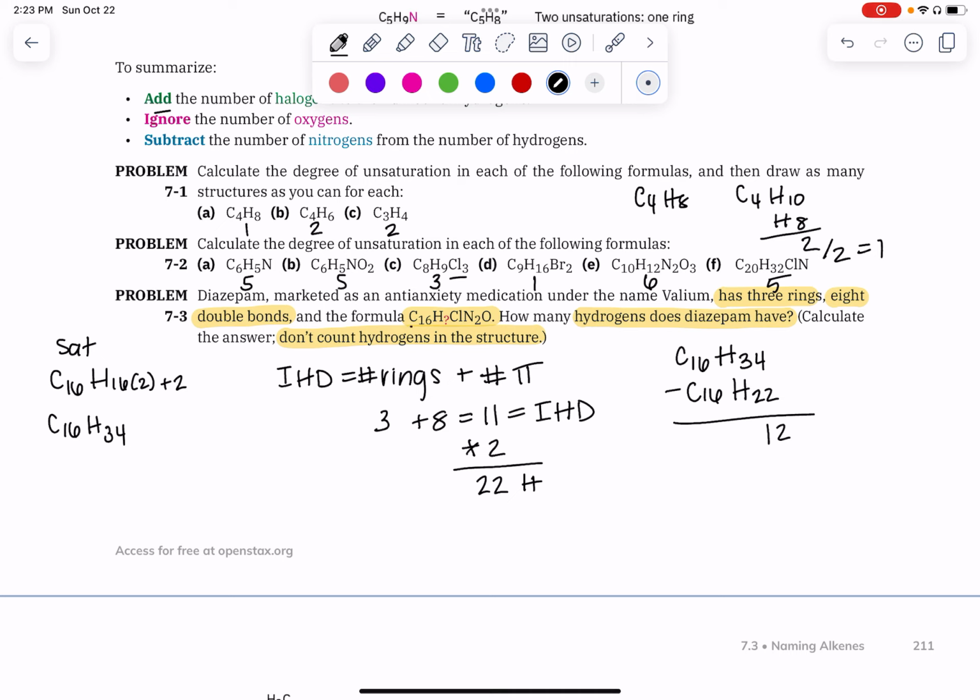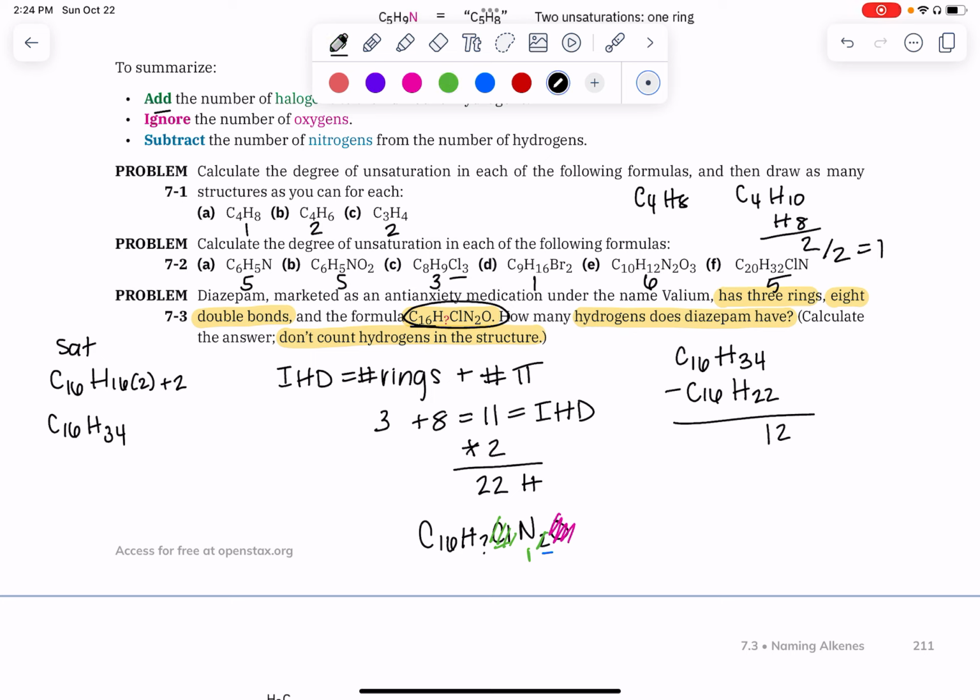But I have to go back and look at what else is in my compound. So the total formula is C16H question mark ClN2O. I've got an oxygen, which I can just ignore, but I also have a halogen and a nitrogen, 2 nitrogens really. I usually would add chlorine and subtract the nitrogen, so they're going to cancel each other out in some way. The chlorine will be canceled out by one of the nitrogens, so we'll have 1 nitrogen left.